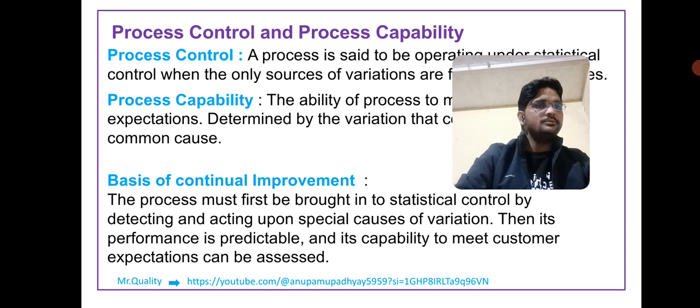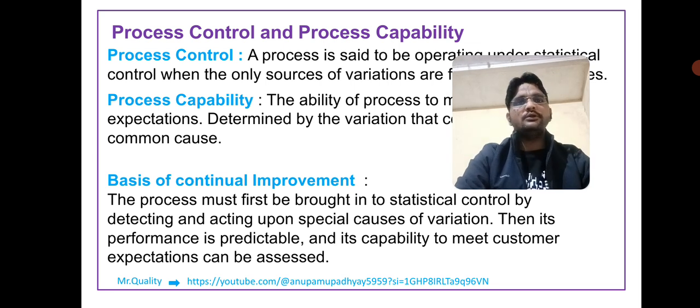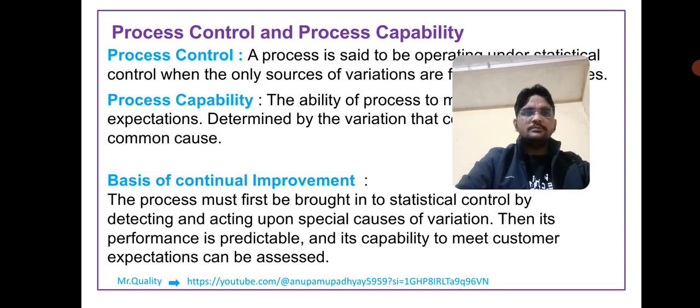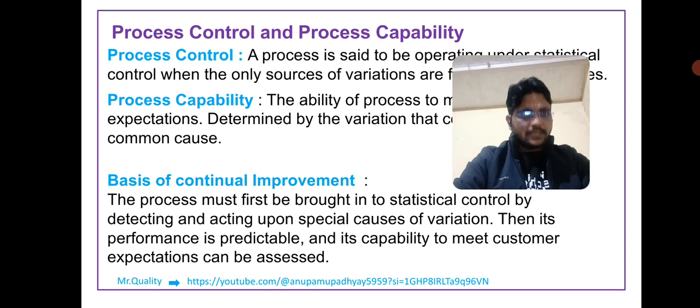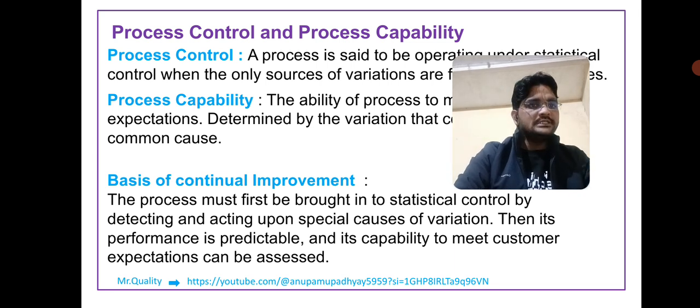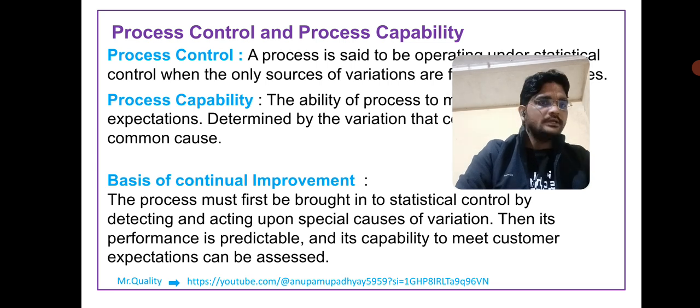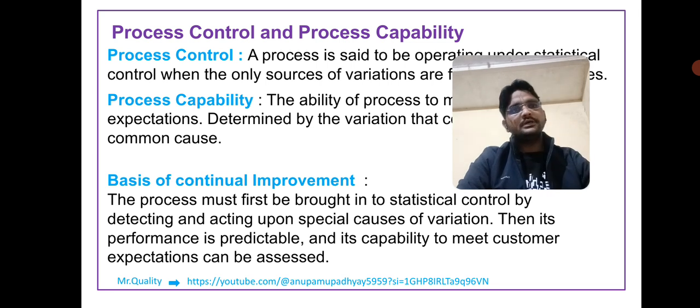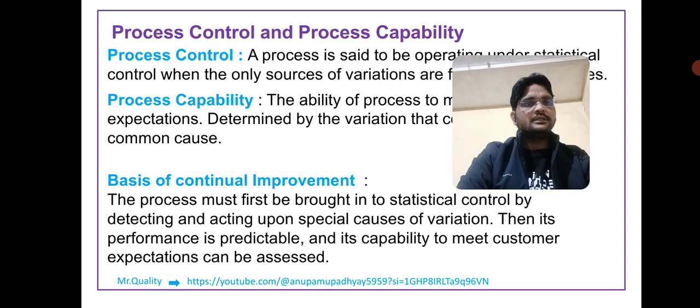Basis of continual improvement. We have already made a video on continuous improvement and continual improvement. What is continual improvement? Improvement with respect to time, by recurring activity. It is a zigzag activity. For example, we do 10% improvement, then sustain it, again do 10% improvement, again sustain it. That is known as continual improvement, a recurring activity.